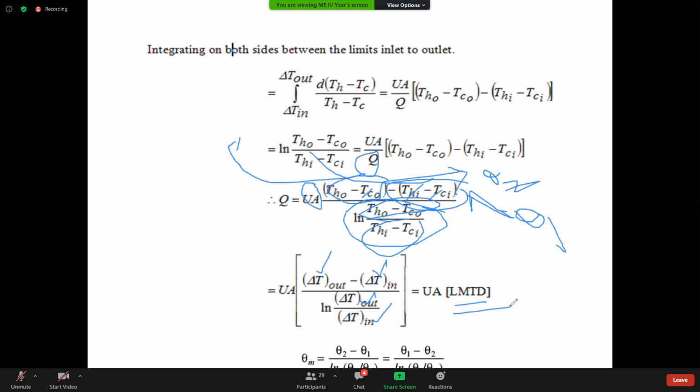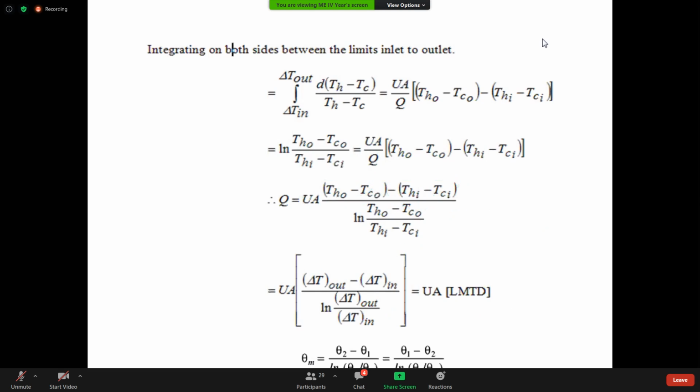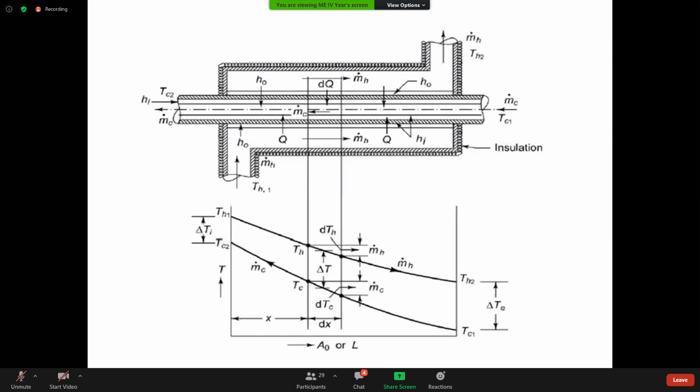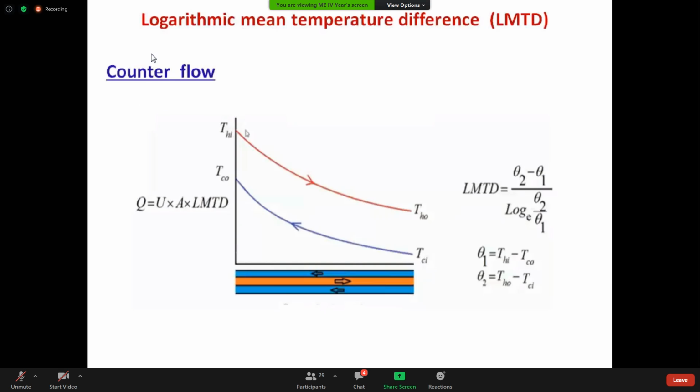That's all, two-step process. Go through the same procedure for counter flow also. But the difference is, when I go to counter flow, parallel flow is like this. Counter flow means two opposite directions. In parallel flow, this is one direction, this is also the same direction. In counter flow, this is the hot flow direction and this is the cold flow direction, opposite directions.